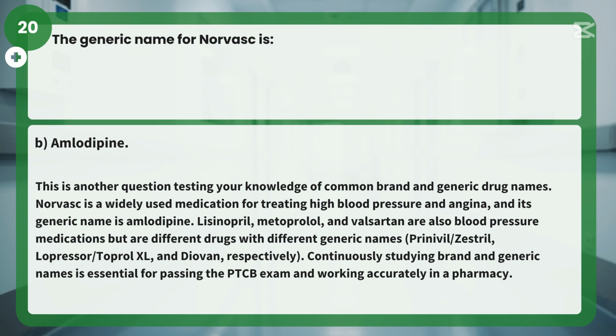Norvasc is a widely used medication for treating high blood pressure and angina, and its generic name is amlodipine. Lisinopril, metoprolol, and valsartan are also blood pressure medications but are different drugs with different generic names: Prinivil/Zestril, Lopressor/Toprol XL, and Diovan, respectively. Continuously studying brand and generic names is essential for passing the PTCB exam and working accurately in a pharmacy.